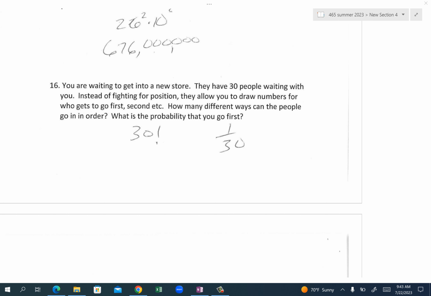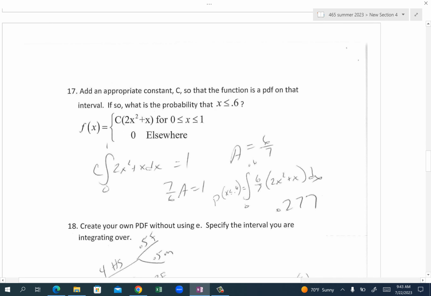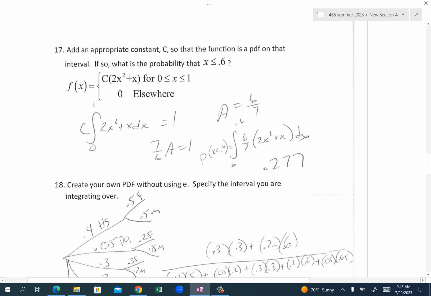Anyway, everybody, I've had questions similar to this on a test before, and people will be like, there's actually 31 people in line, including you. And I went, oh, brother, whatever. If that's the case, I would never mark you down for that. I went as if you were one of the 30 people. So life goes on. 17, pretty straightforward.